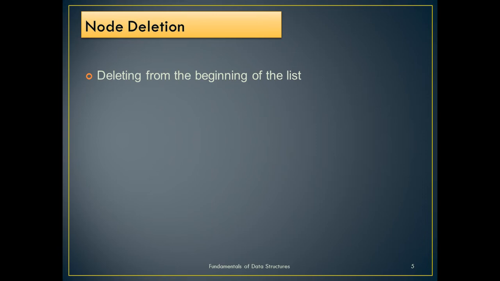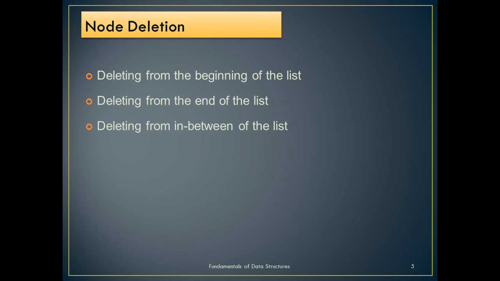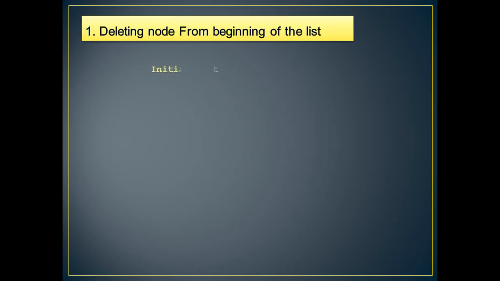The deletion operation is subdivided into three parts, that is deleting from the beginning of the list, deleting from the end of the list, and deleting in between of the list. These are the three subcategories for the delete operation on the linked list. Now we will see them one by one. The first is deleting a node from the beginning of the list. It means that we have to delete the first element of our list.